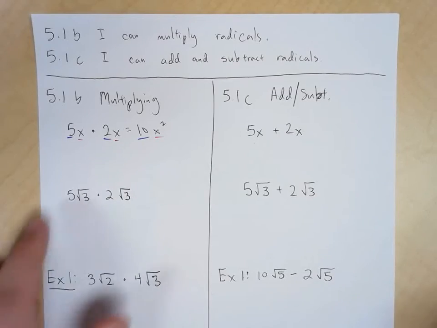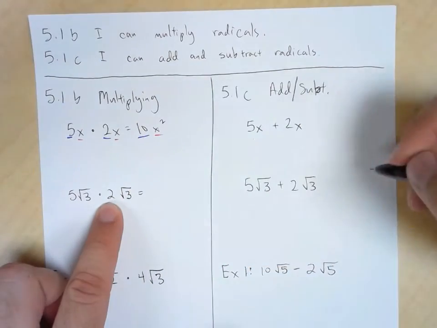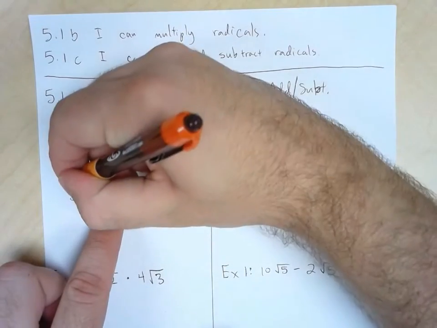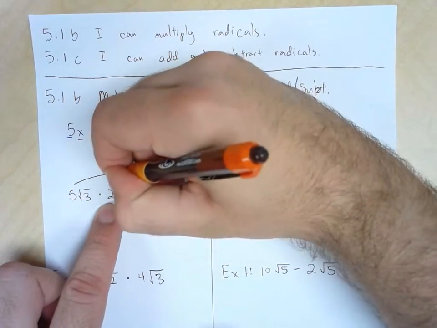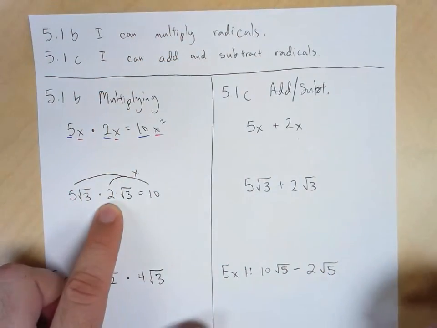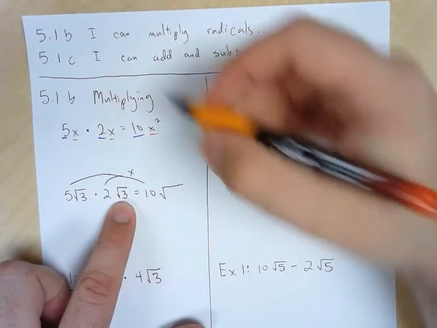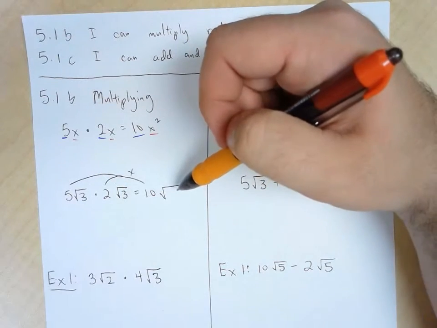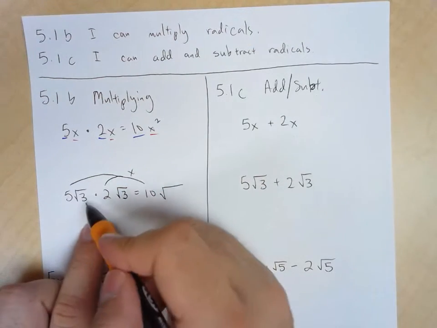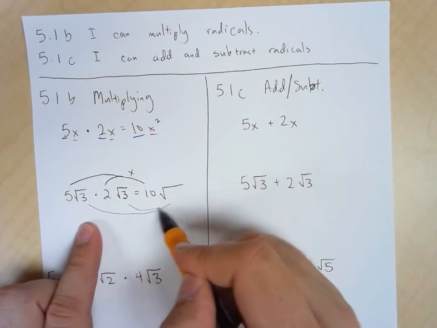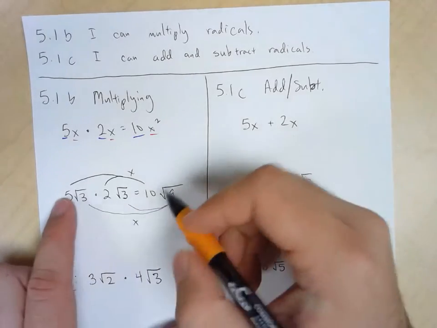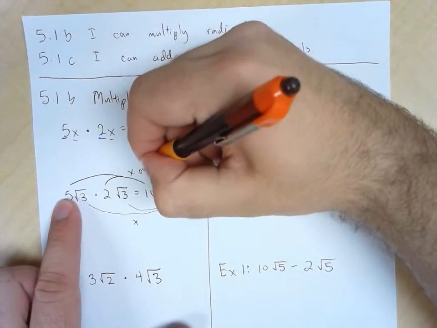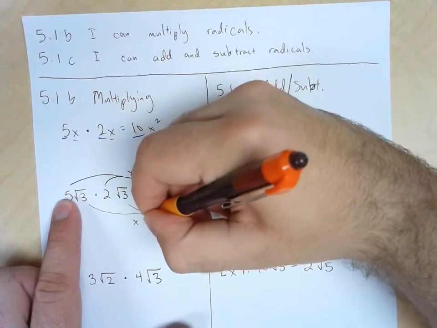So we're going to do 5 times 2 first, which gives us 10. We have our square root sign, just like here where x and x gives us x squared. Square root times square root is going to give us a square root. We're going to multiply the numbers on the inside, which is 3 and 3, giving us 9. So we multiply the outsides, and then we multiply the insides.